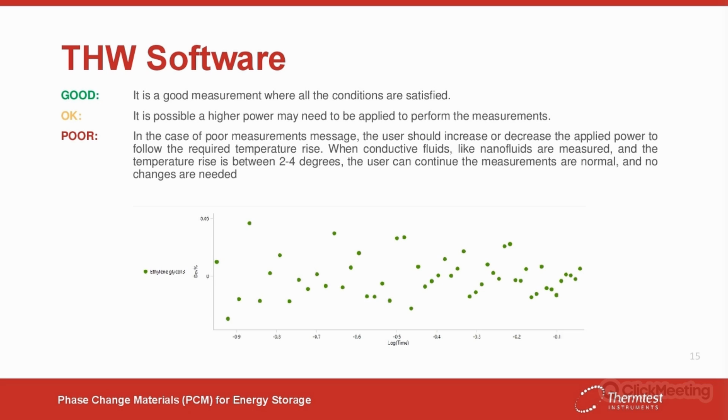In the case of conductive fluids like nanofluids, if the temperature rise is between 2 to 4 degrees, and the results are repeatable and follow the same trend as the previous results, then the results are accepted and the poor message is a false reading of the software.